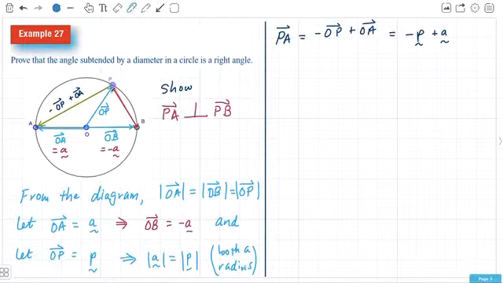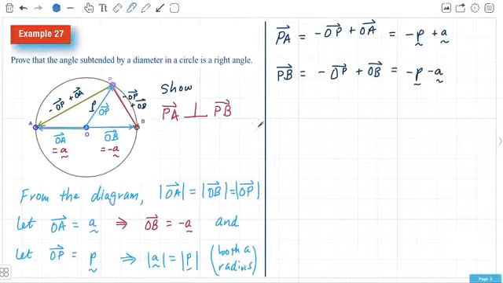And this vector here, P to B, so you could go backwards along O to P, and then you could go forwards along O to B. So that's P to B. So we've got negative O to P plus O to B. And we know that negative O to P, we just called it P. So that's negative P, and this is negative A. So negative P minus A. So we've now defined PA and PB.